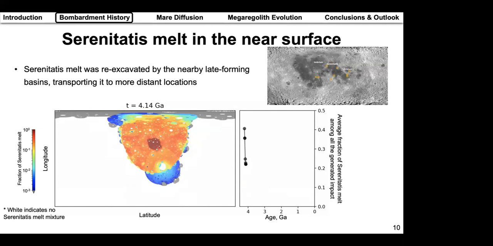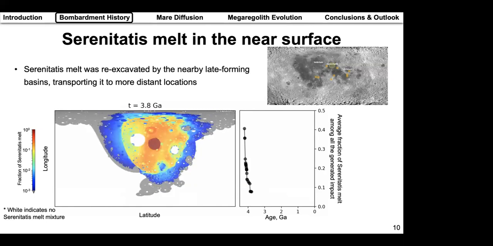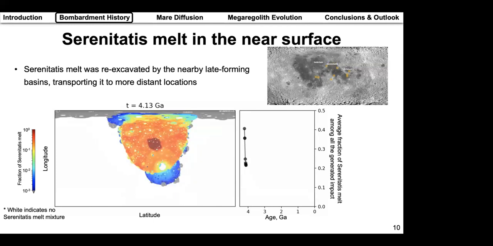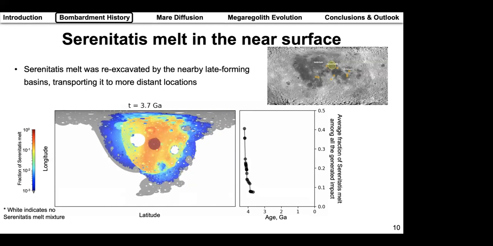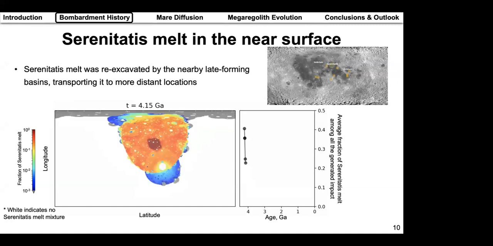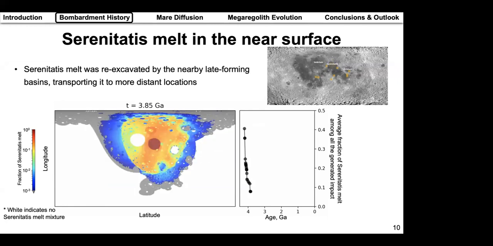This is an example of the Serenitatis melt and how it evolved with time. In this model, for each of the impact events, the model will do the same thing. So after the model finishes, we have not only the average distributions over the surface and at different depths, but we also see great spatial variations, and different small regions will show different melt compositions.